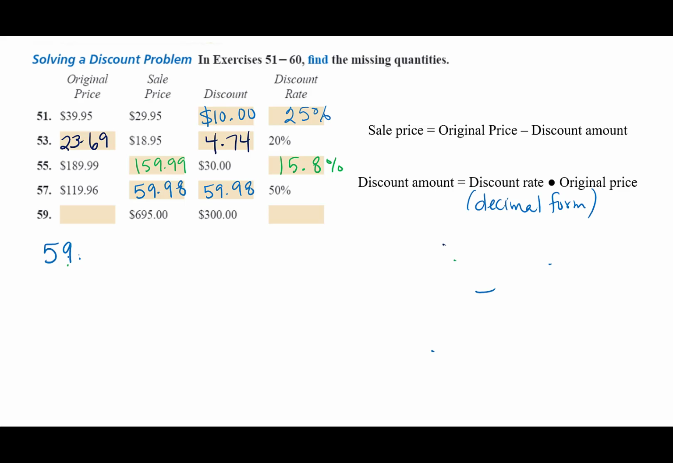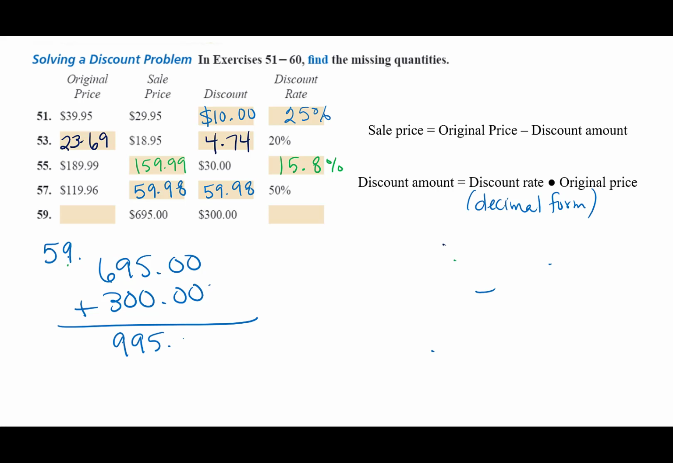Okay, last problem for this video. 59, we are given a sale price and the discount amount. We need to find the original price and the discount rate. Since we know the sale price and we know the amount that it was discounted, we can add those two back together to get the original price. So $695 plus $300 will give us an original price of $995.